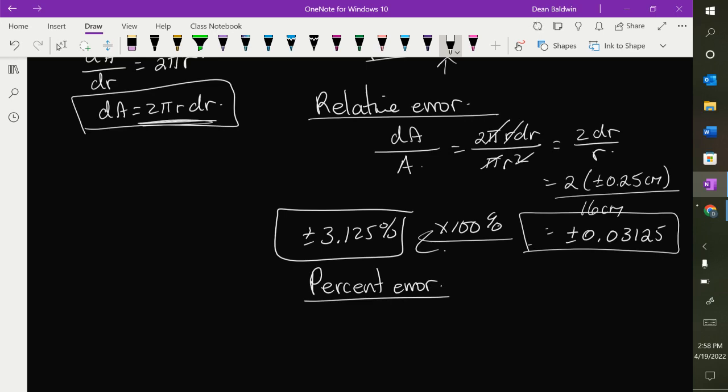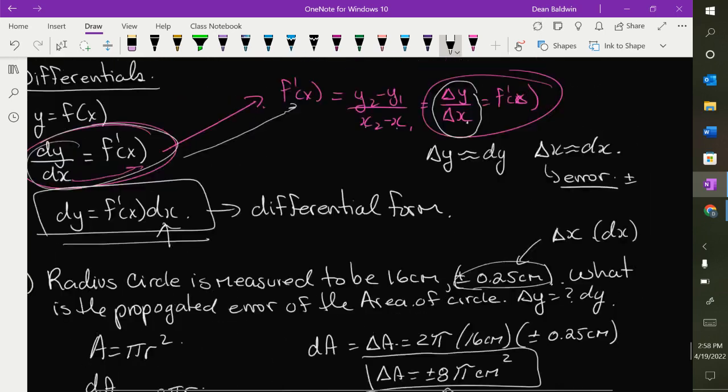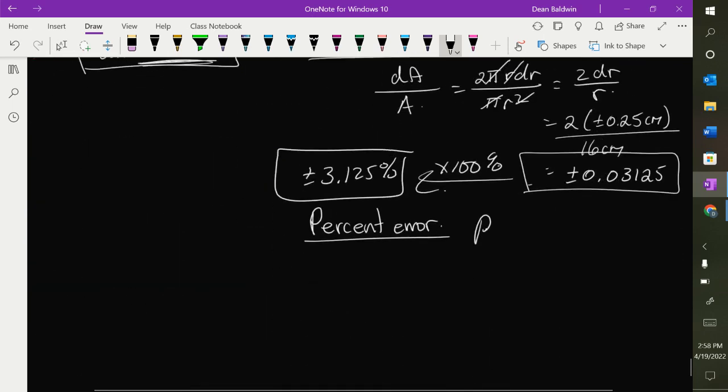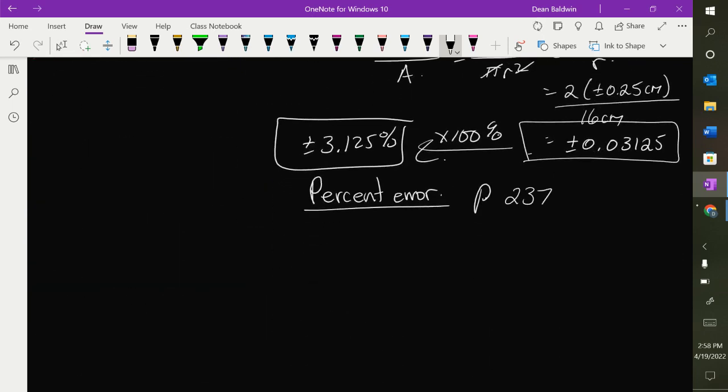There's a couple questions in the book. Did I give the page number before? I did, page 237. Numbers 25 and 27.